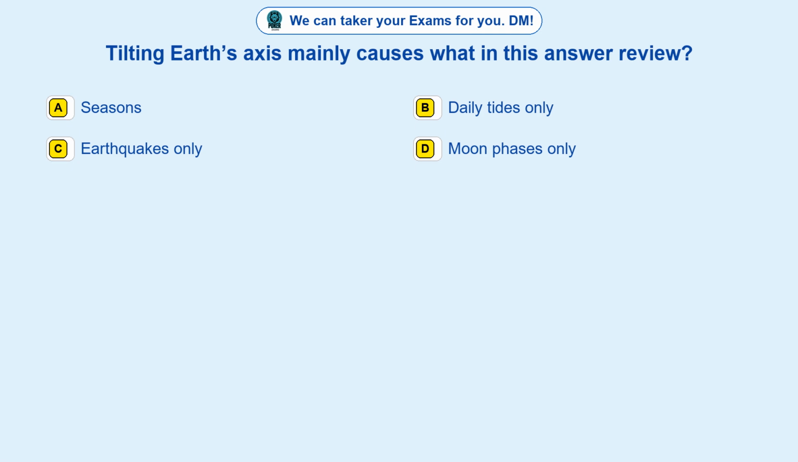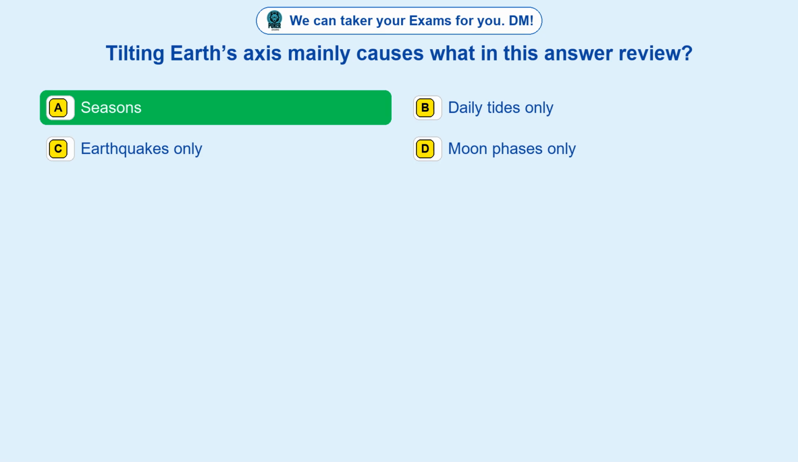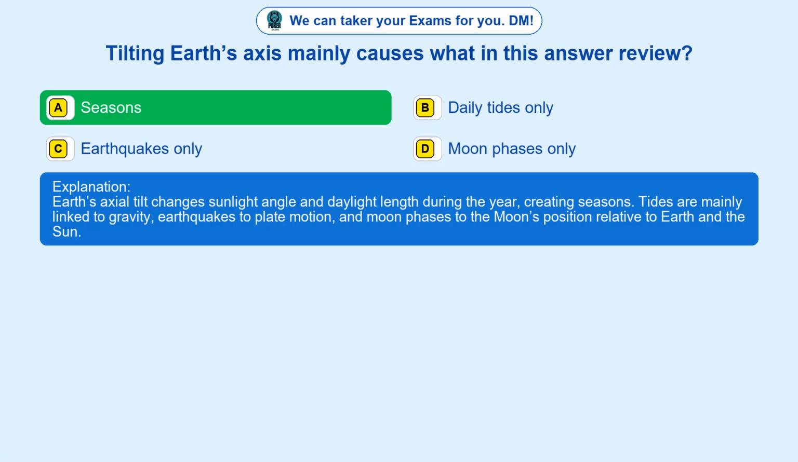Question 89. Tilting Earth's axis mainly causes what in this answer review? Option A, seasons. Option B, daily tides only. Option C, earthquakes only. Option D, moon phases only. The correct answer is option A. Seasons. Earth's axial tilt changes sunlight angle and daylight length during the year, creating seasons. Tides are mainly linked to gravity, earthquakes to plate motion, and moon phases to the moon's position relative to Earth and the Sun.